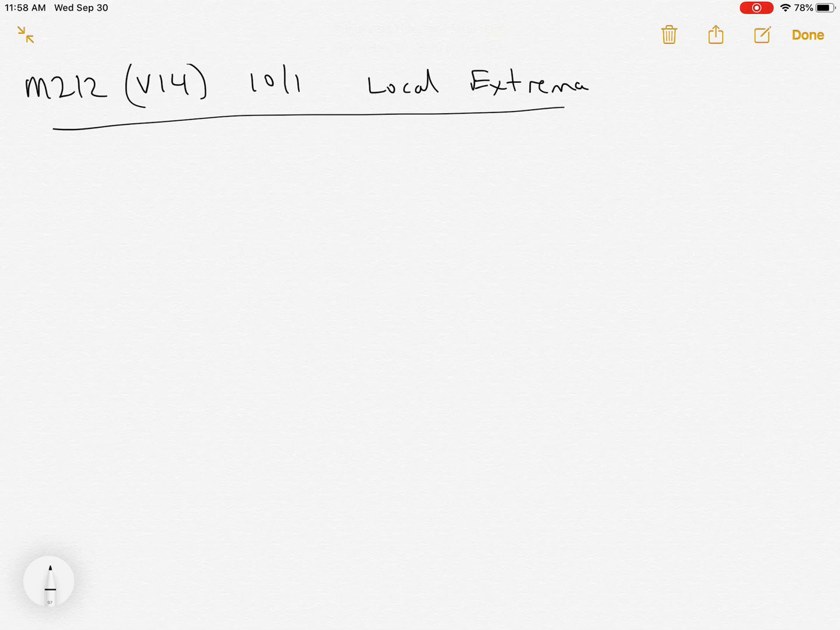We're talking about finding maxes and mins in R3, so local extrema in R3. It's really similar to what we did in Calc 1, but with a few exceptions here. So start with the definition here.